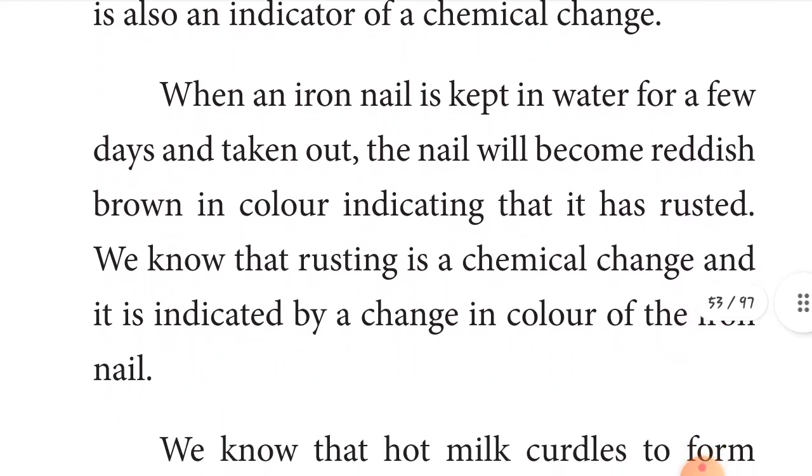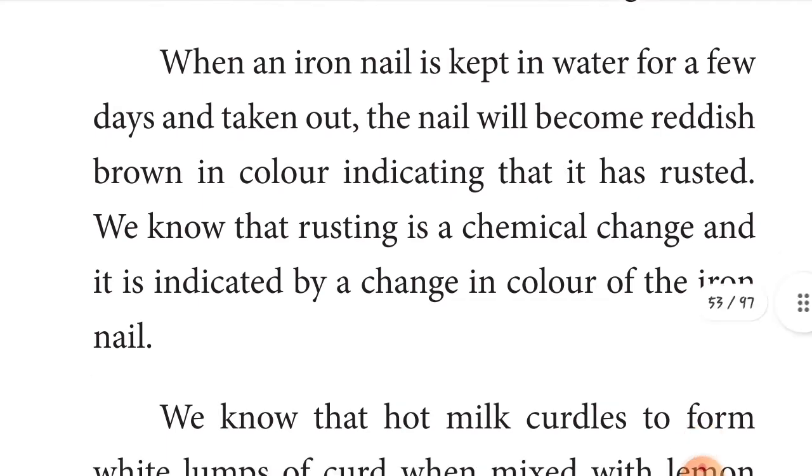Rusting is also one of the chemical changes, children. If an iron nail is kept in water for a few days, what will happen? You see the nail becomes reddish brown in color, indicating that it has rusted. We know rusting is a chemical change, and it is indicated by the change in the color of the iron nail.